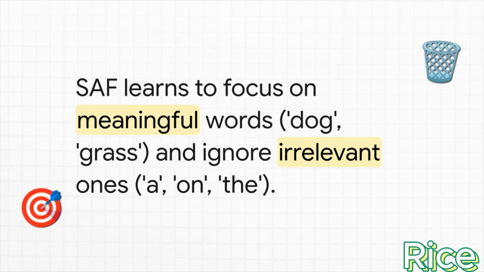It learns to focus its attention on the words that carry real meaning, the key players like dog, runs, grass, and fence. And at the same time, it learns to pretty much ignore those filler words, on, the, that don't add any critical visual information. It's literally learning to separate the signal from the noise.